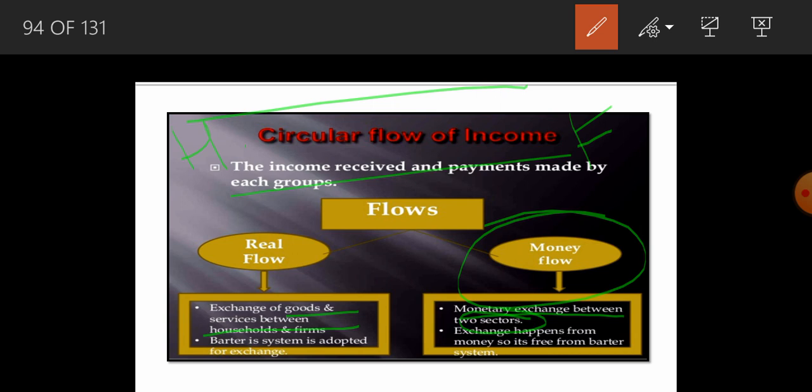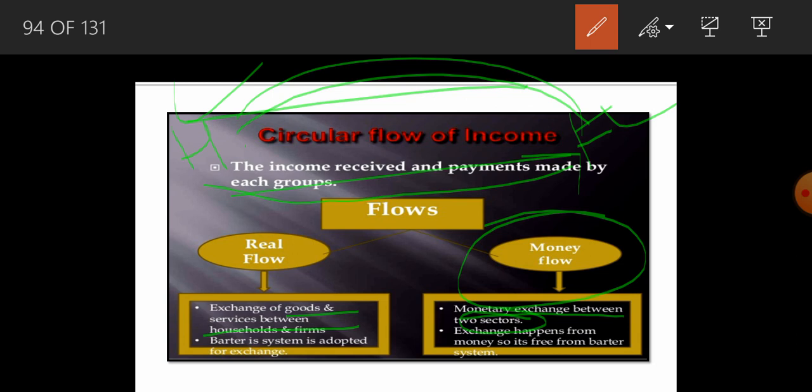Whatever services or factors of production are provided by the household to the firm, in return the firm will not give goods and services to them. Now they will pay them the factor income. They will generate the factor income, or from the firm's point of view, they will make factor payments. So they will generate income as factor income, right?